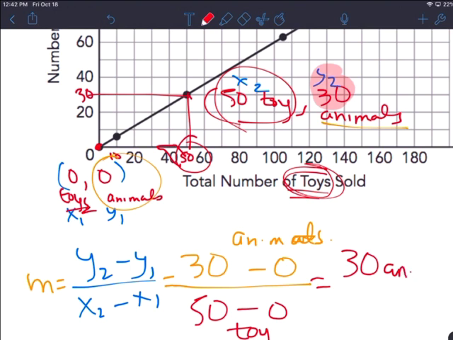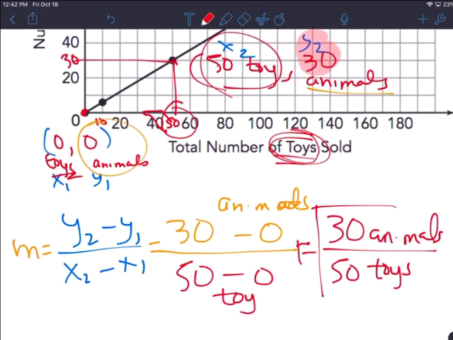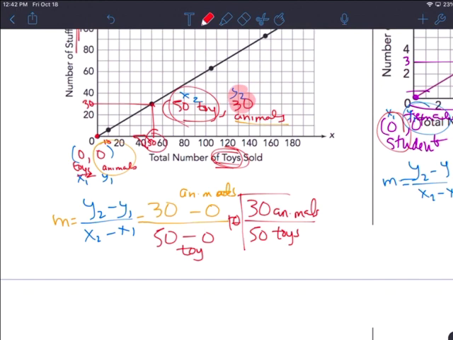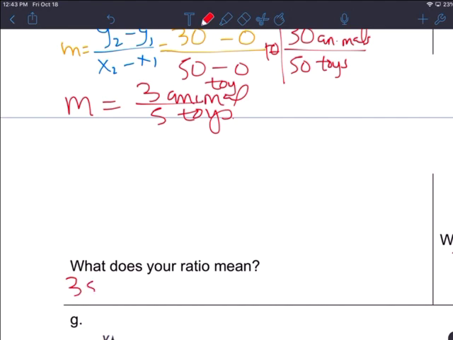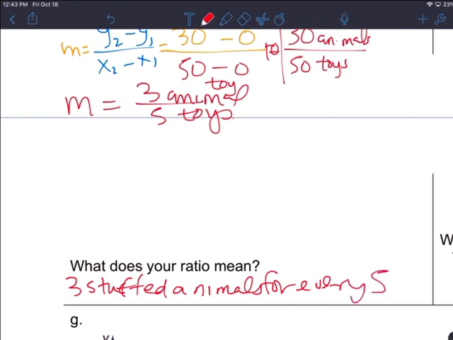30 stuffed animals over 50 toys. So divide that by 10. 3 stuffed animals for every 5 toys sold. Okay, what does it mean? 3 stuffed animals for every 5 toys sold.